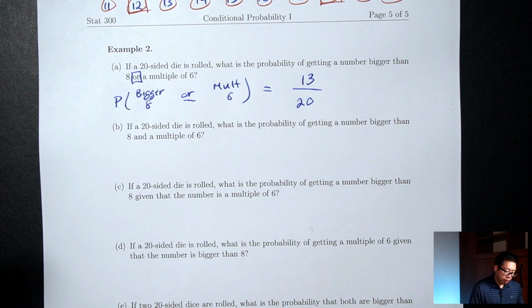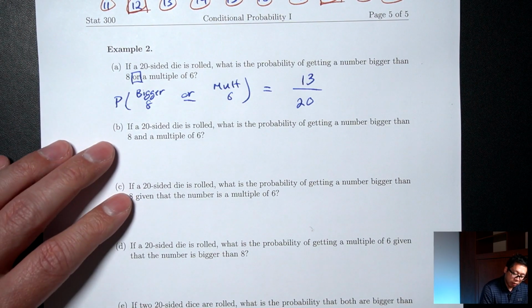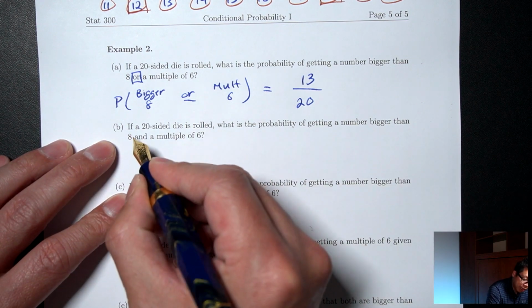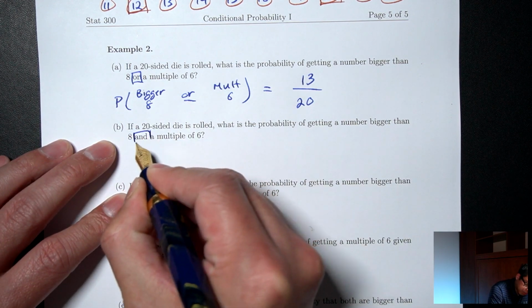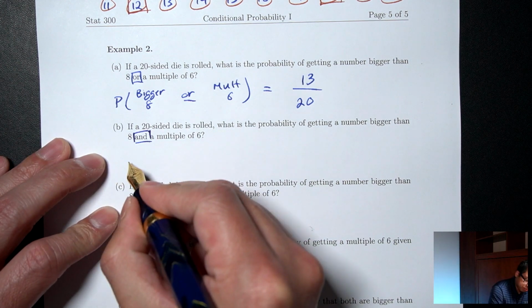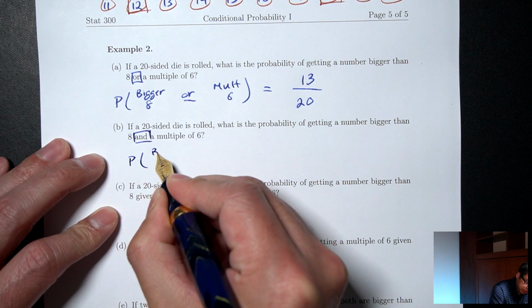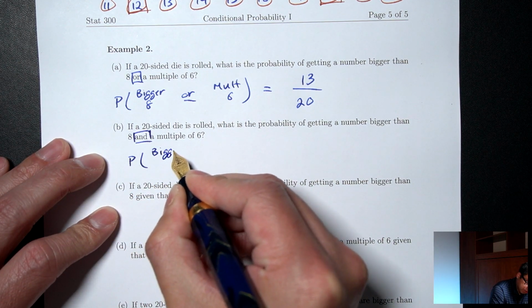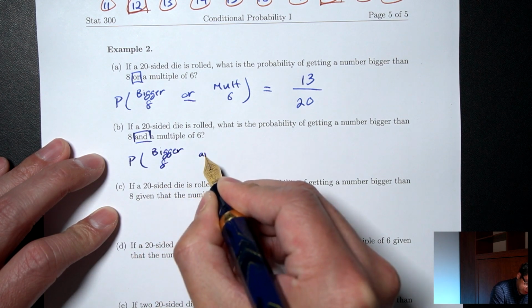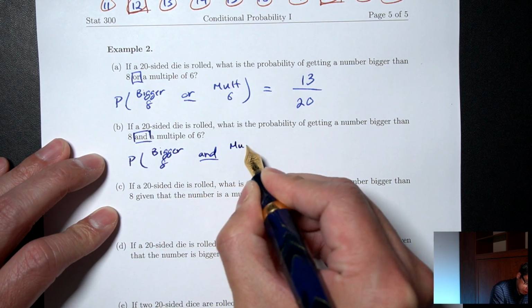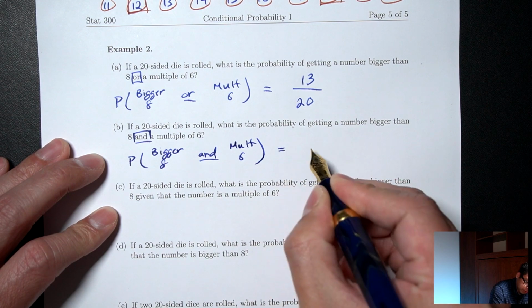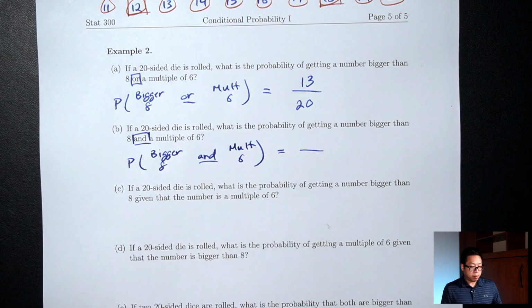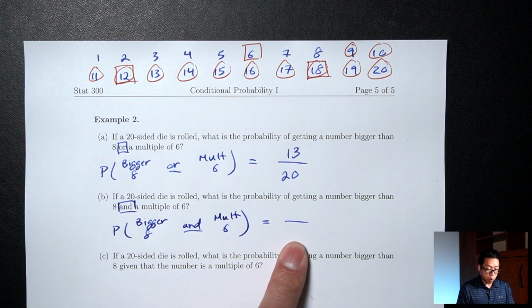Part B, if a 20-sided die is rolled, what's the probability of getting a number bigger than 8 and a multiple of 6? So I want bigger than 8 and multiple of 6. Okay, bottom's going to be how many different numbers can I get total? There's 20 of them.